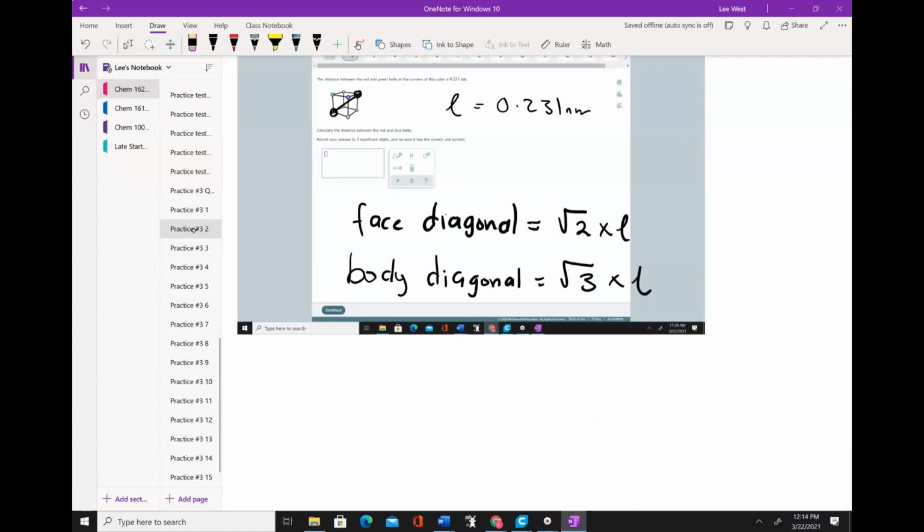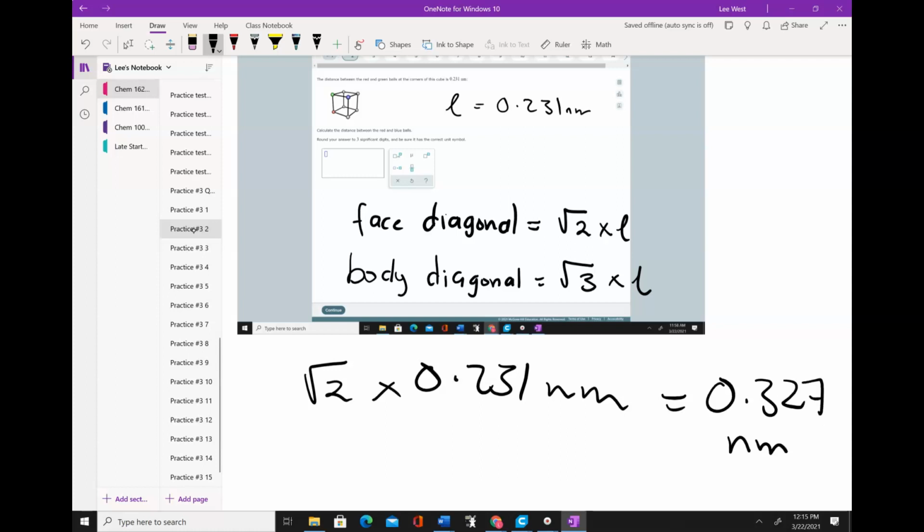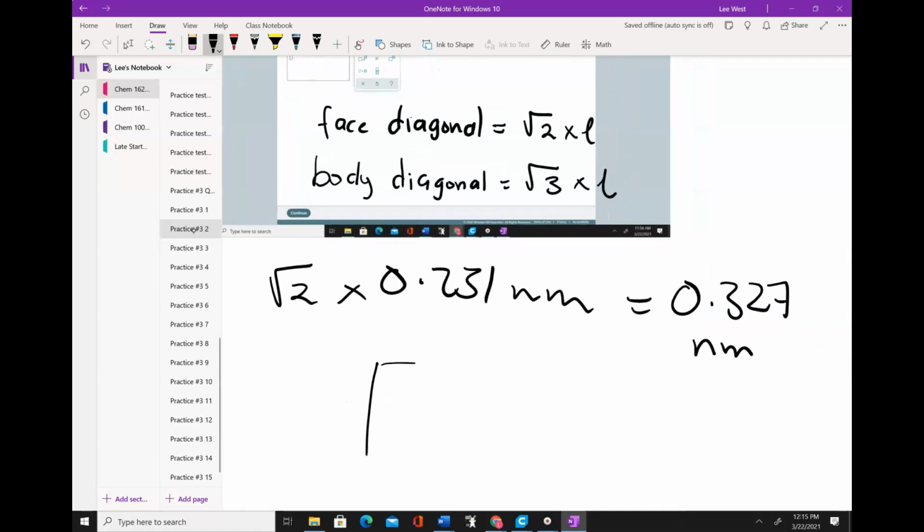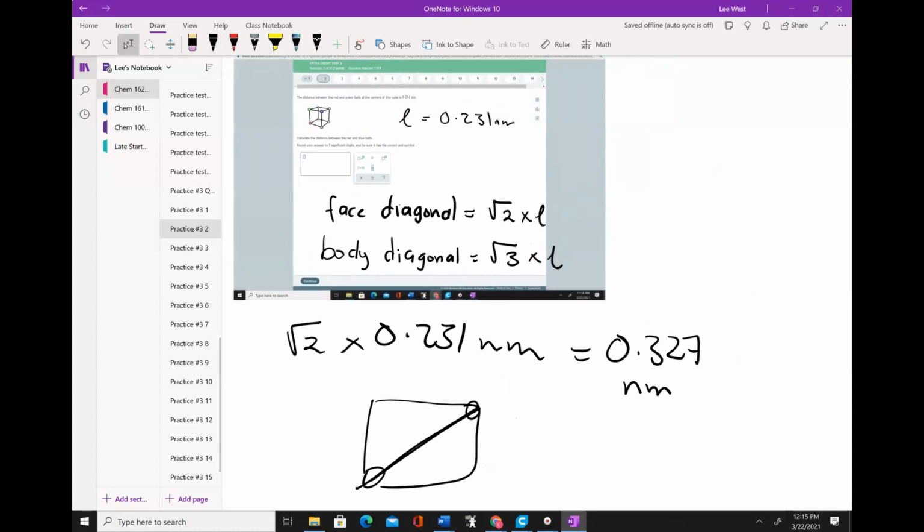In this case, we're interested in the face diagonal, so it's simply √2 times 0.231 nanometers. And this is going to be 3 significant figures, so it ends up being 0.327 nanometers. And if you think about it, the diagonal of a square is always longer than the edge length, so keep that in mind. It should always be longer, and it is. And then the body diagonal of a cube should be even longer than the face diagonal, and it will be if you do the math correctly.